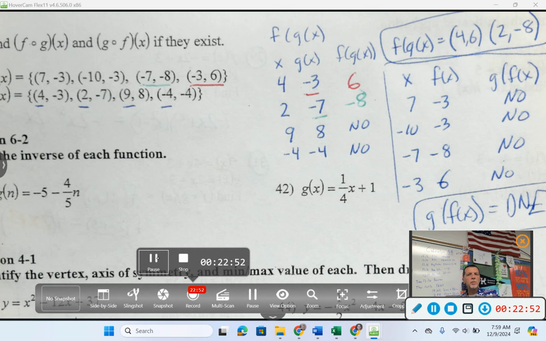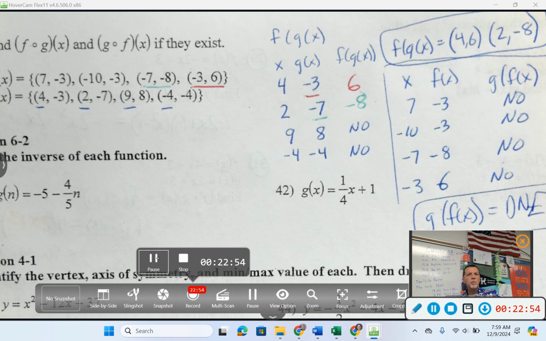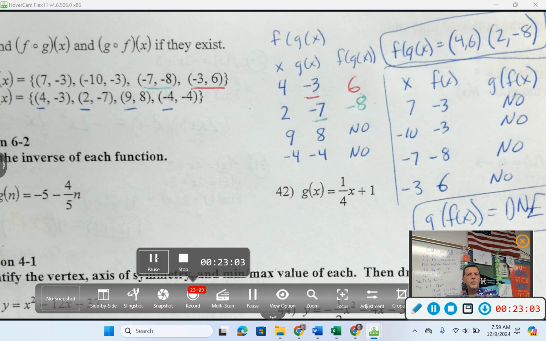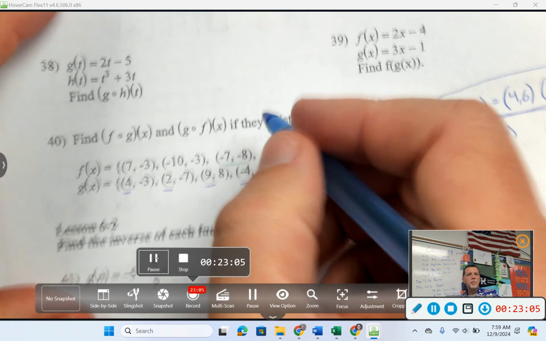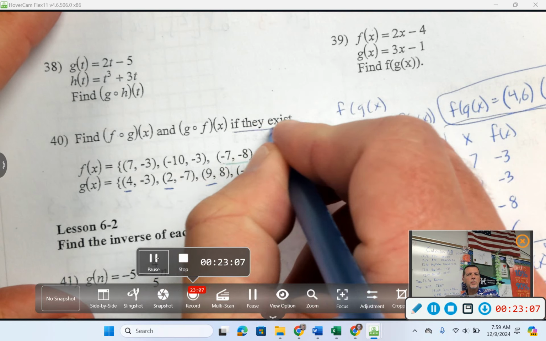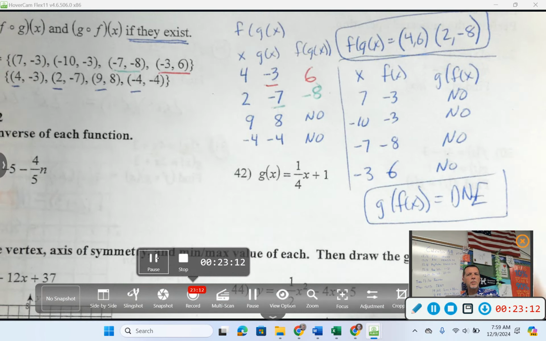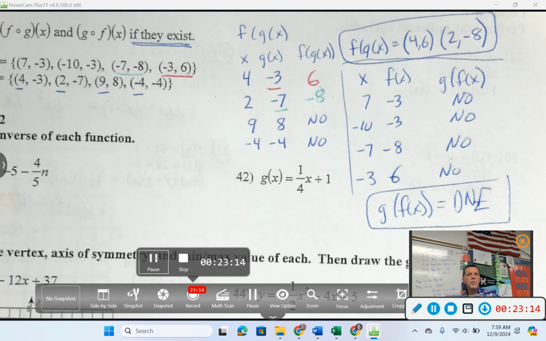What do you have to put in? You have to put does not exist. You have to put something there. It doesn't work. No solution, doesn't exist, something along those lines. Does not exist is probably best because the way the question is worded, it kind of gives you a hint. If they exist, so the answer is that one does not exist.